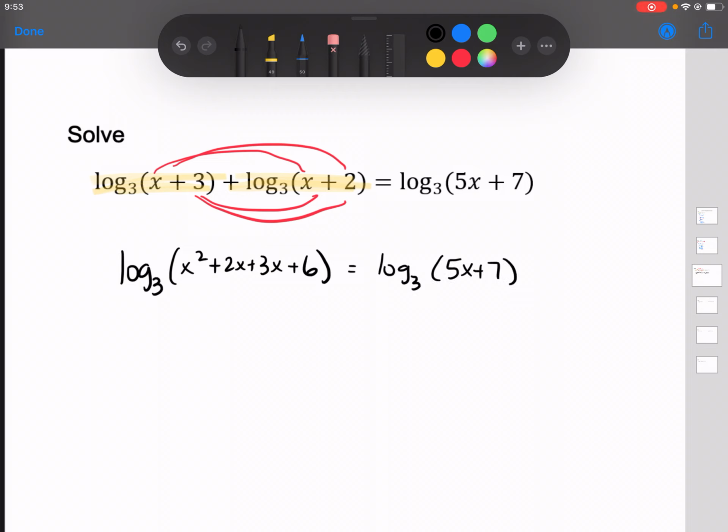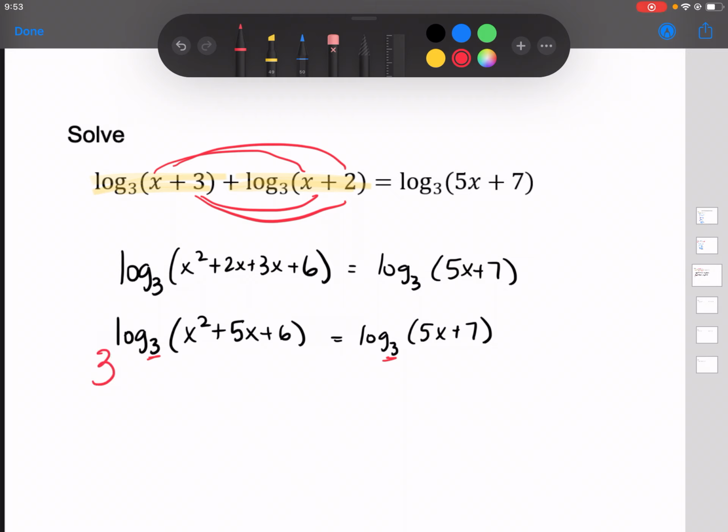So I went ahead and distributed. I'm going to go ahead and combine like terms. So I have log base 3 of x squared plus 5x plus 6 equals log base 3 of 5x plus 7. Now remember, the only way you can get rid of a log is by applying the inverse. The inverse would be, in this case, applying a base 3 to both sides. And since both sides have a log, it'll get rid of both sides' logs. So I have x squared plus 5x plus 6 equals 5x plus 7.